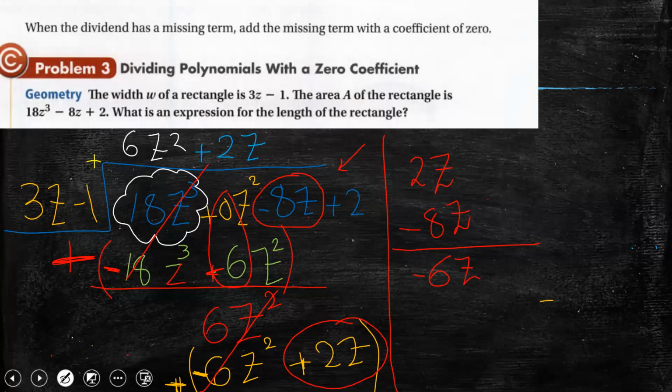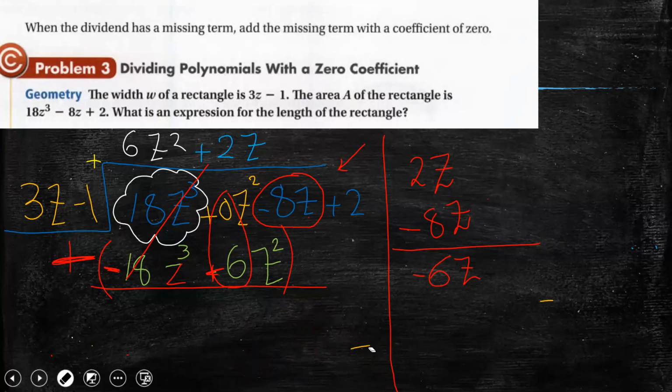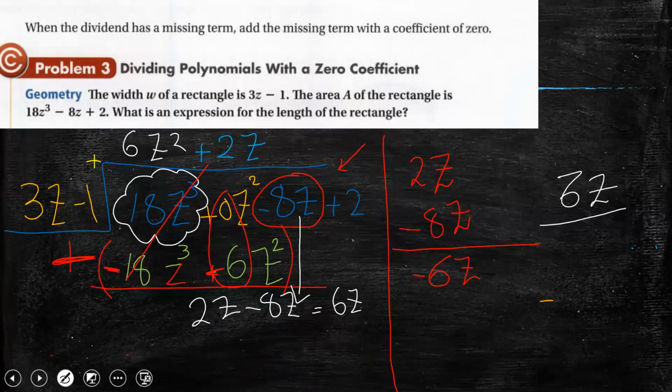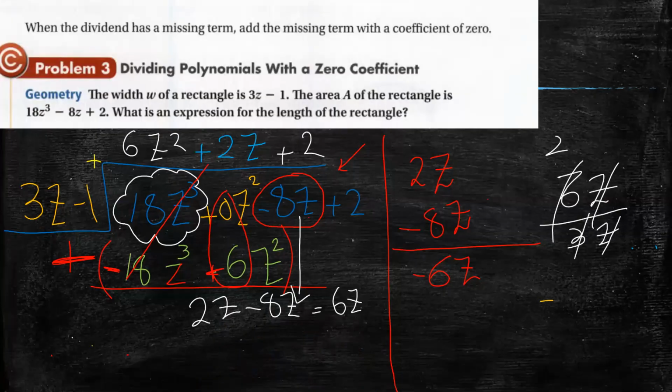Imagine that after you finish these steps here, you have 2z left. So since you have to write negative 8z down, 2z minus minus 8z, we have 6z. This 6z you have to divide by 3z. So 6z divided by 3z, we have 2. So plus 2. Divide 6z by 3z.